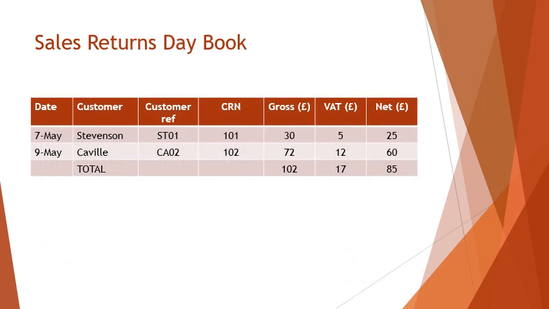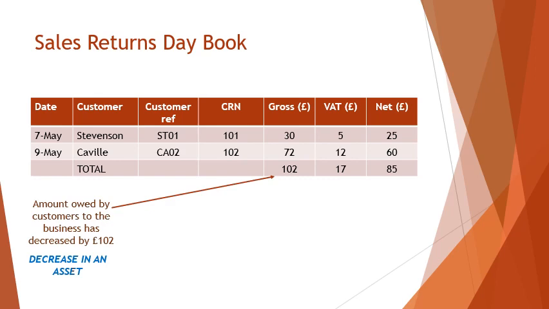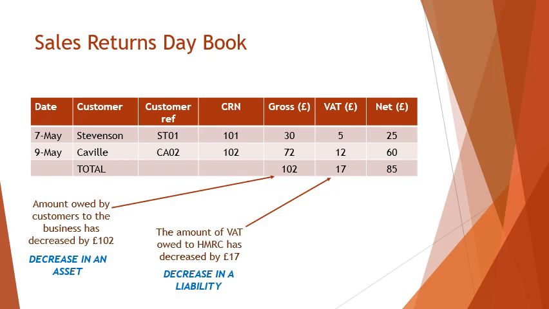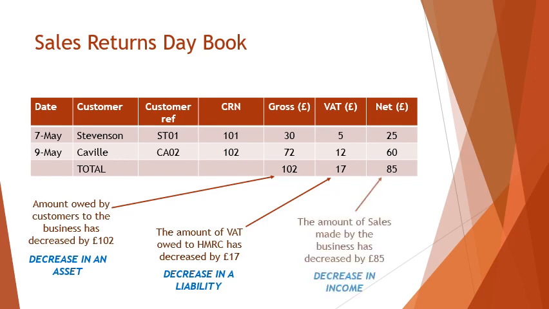So up on screen, we've got an example of our earlier business's sales returns daybook. So we've got credit notes to Stevenson and Caville. The gross amount represents a decrease in the asset, being the amount owed by customers to the business. The VAT represents a reduction in the amount that's owed to HMRC, so a fall in a liability, and the net amount is a reduction in income.